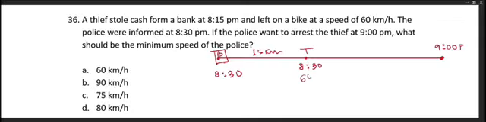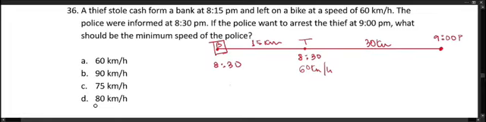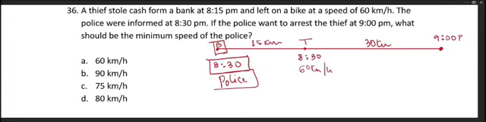And we know the thief is moving with the speed of 60 km per hour. So if the thief is moving with 60 km per hour, in the next half an hour the distance traveled by the thief will be 30 kilometers. And as we know, the police started from the bank. So the total distance traveled by the police will be 15 plus 30.